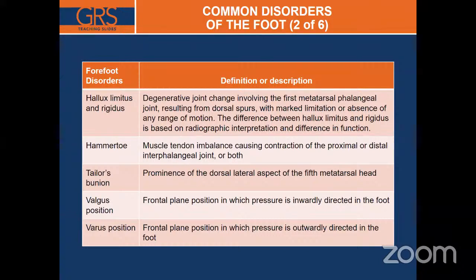And then hammertoe. Hammertoe is a muscle tendon imbalance. It causes contraction of the proximal or distal interphalangeal joint, or both. Taylor's bunion is a prominence of the dorsal lateral aspect of the fifth metatarsal head.